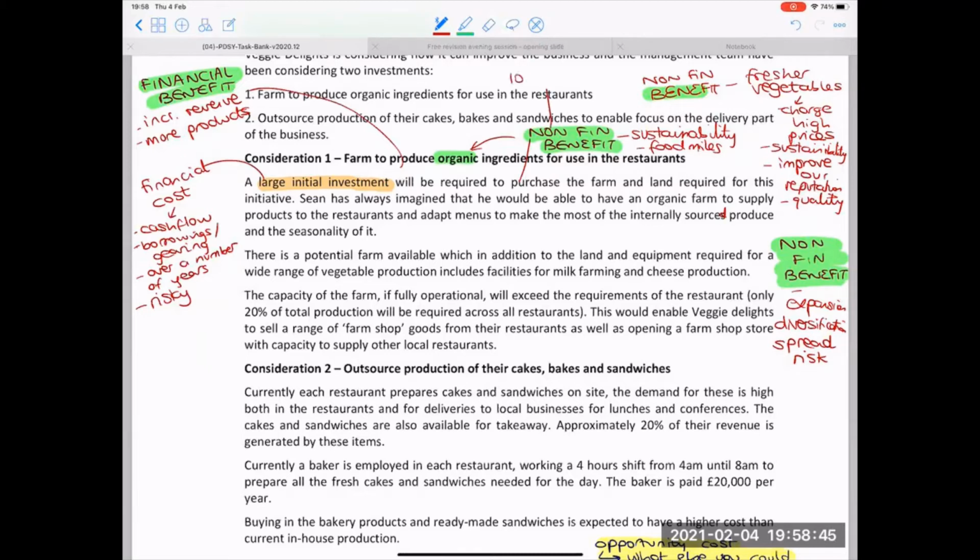Yeah. Employing local people to work in the farm. That's a really good point. Produce organic vegetables. This sustainability thing's big, isn't it? Yep. Excellent. Claire says benefit non-financial.